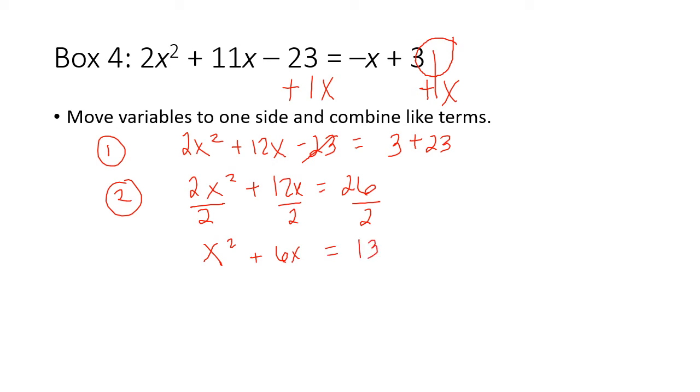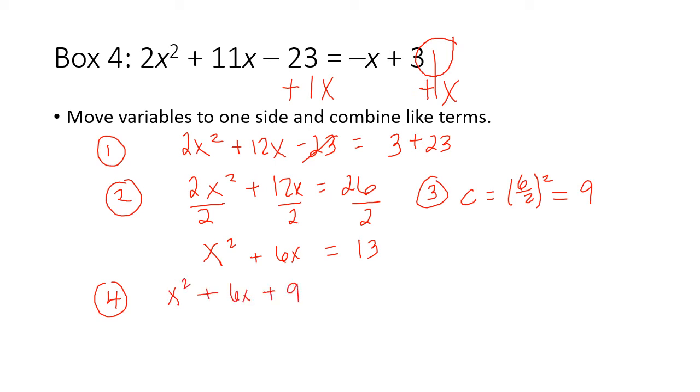Step 3 is to find my c. And my b again is what? This time positive 6. So we have 6 divided by 2 squared, which equals 9. Step 4 says to add your c to both sides.